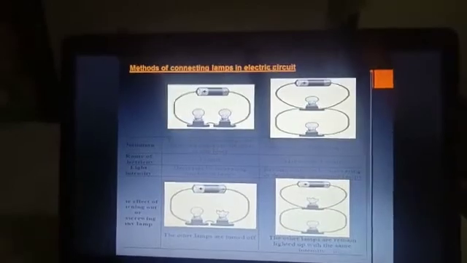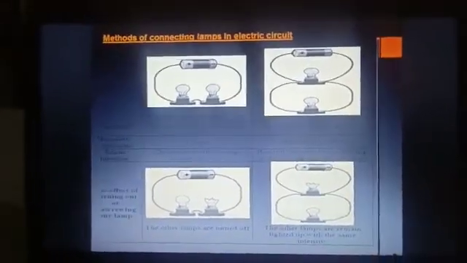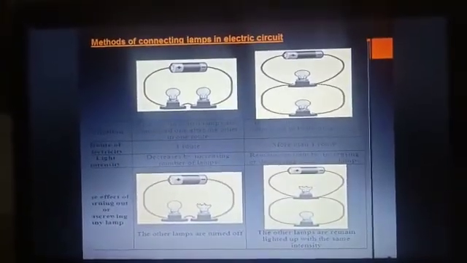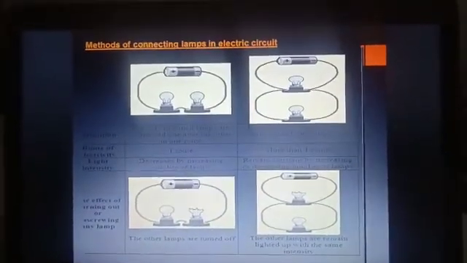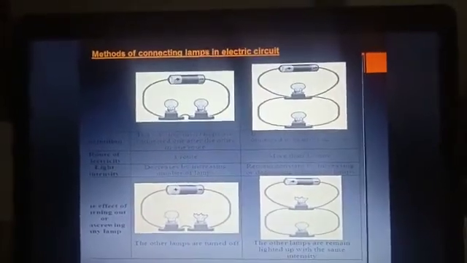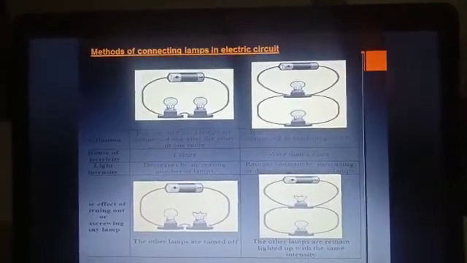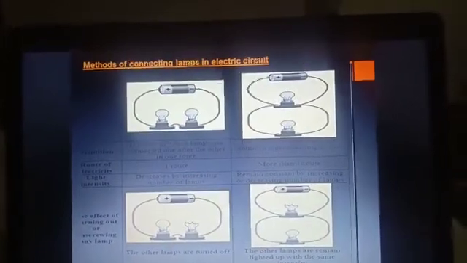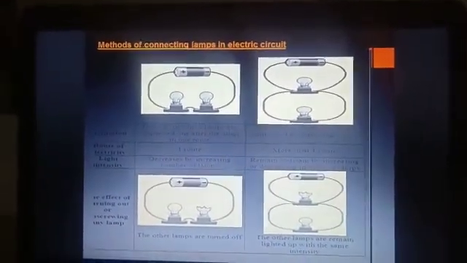So these methods are very important. But which method will I use in my house? Of course, I will use parallel connection. Imagine that if I connect all lamps in the house in one route, what happens? By unscrewing one lamp, the other lamps will what? Will turn off. But in parallel connection, by unscrewing one lamp, the other lamps remain lighted up with the same intensity.